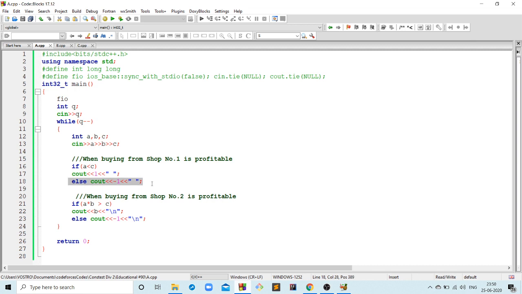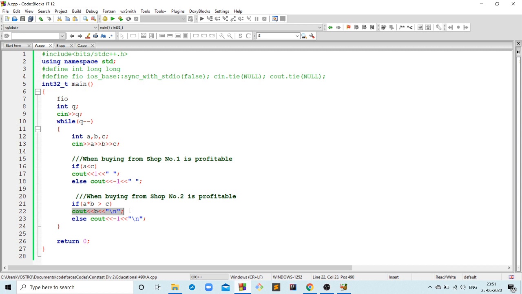Now let's think about when buying from shop number two proves to be more profitable. When A times B is greater than C, this is actually a case where we want to buy B donuts from the shops. When I buy B donuts from shop number 1, the cost will be A times B. But buying B donuts from shop number 2 will cost C, as given in the question. So when A times B is greater than C, I will obviously prefer buying from the second shop, where I'm getting B donuts at a lesser price. Hence I'm printing B here.